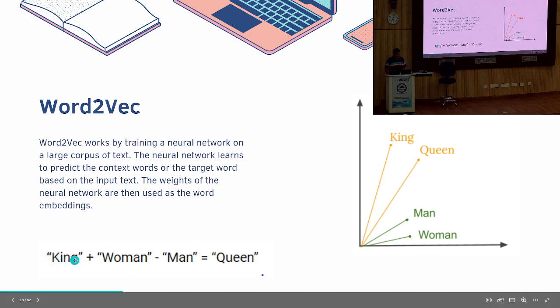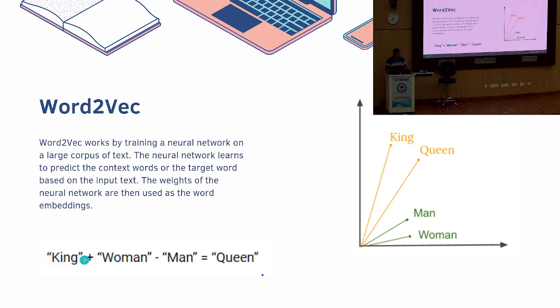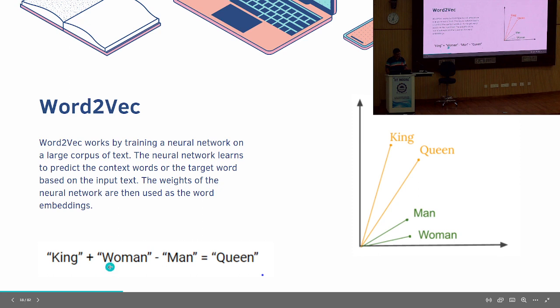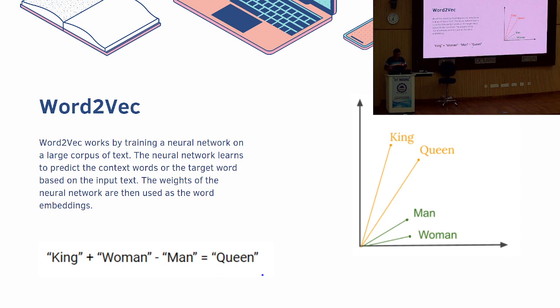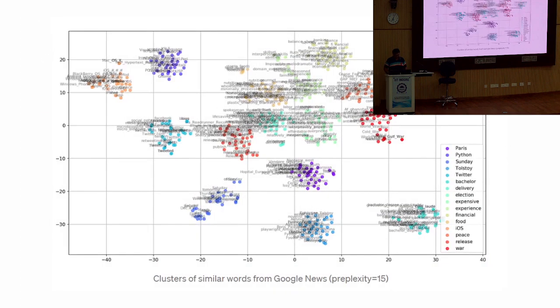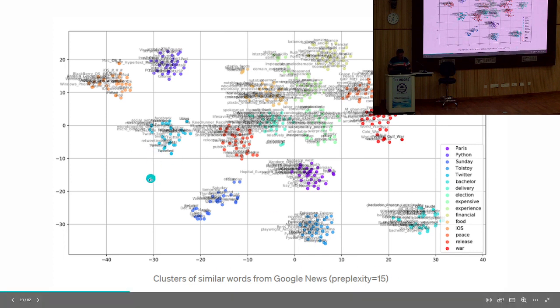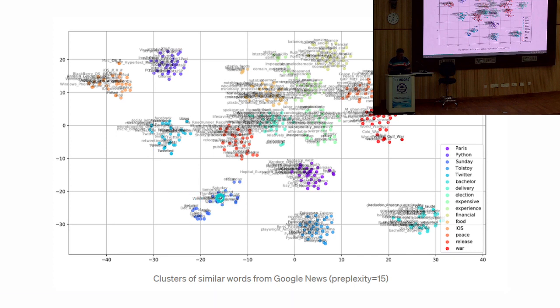So if I do vector addition of king and woman and then subtraction of man, it will generate a vector which is very similar to the vector queen. So it captures the semantic meaning up to this extent. Here is a similar example in which word embeddings of some words from Google News are plotted. You can see all the words with the meaning of days, like Saturday, tomorrow, Thursday, are very close to each other because they have very similar representations.